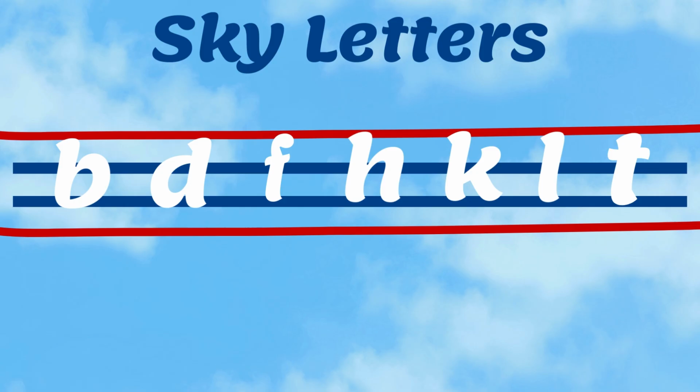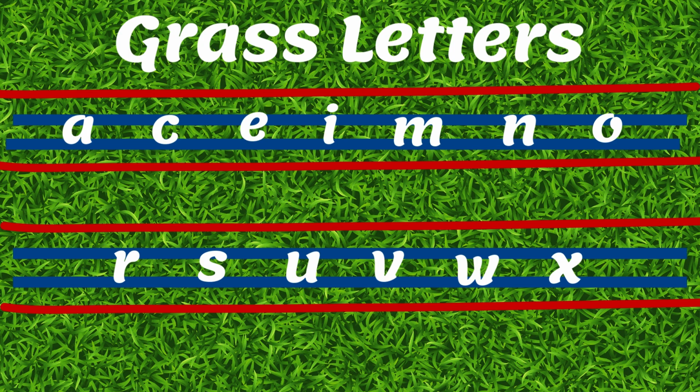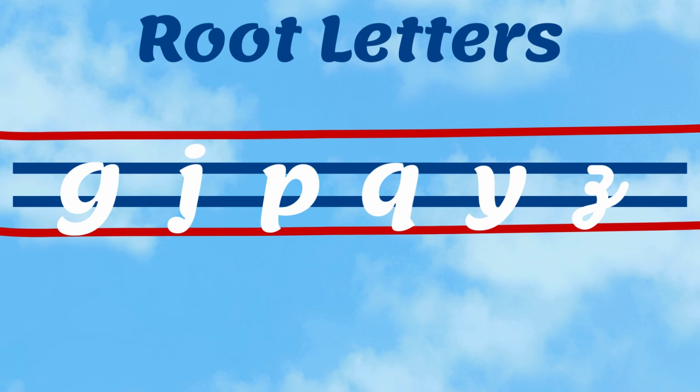Sky letters: B, D, F, H, K, L, T. Grass letters: A, C, E, I, M, N, O, R, S, U, V, W, X. Root letters: G, J, P, Q, Y, Z.